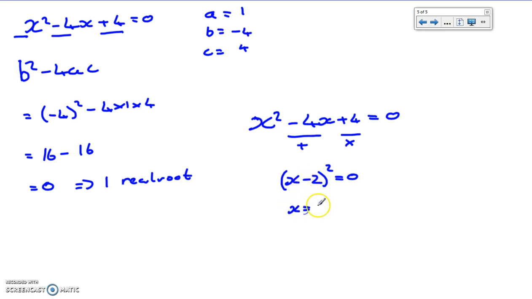So from that, I can say x equals 2. So it's going to cut the axis where x is equal to 2, or touch it, sorry, where x is equal to 2, and then bounce back off. Why don't I give you a third scenario now?